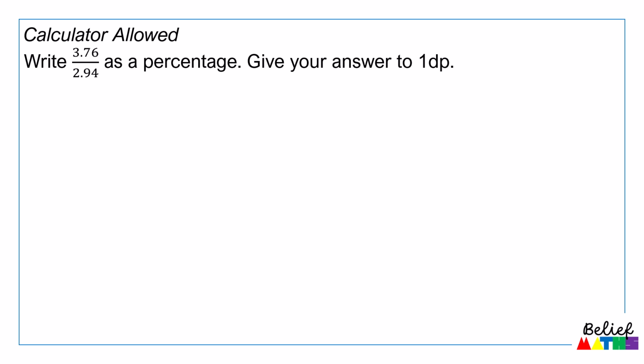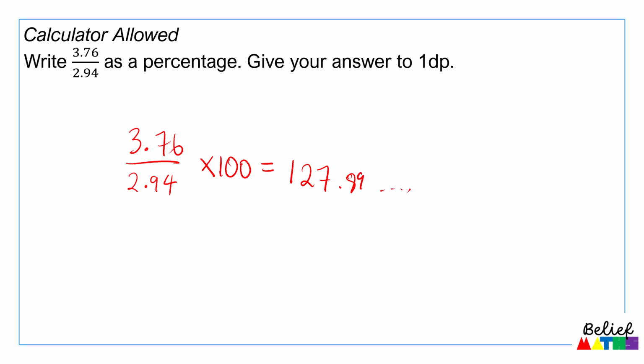And our final question, just to reinforce it one more time, we want to convert this fraction into a percentage, and we want that using the calculator. So again, to convert a fraction to a percentage, it doesn't matter if there's decimals involved. You just multiply it by 100 and let your calculator do the work. If you put that into your calculator, you end up with 127.89, etc. So therefore, to one decimal place, that's 127.9%.